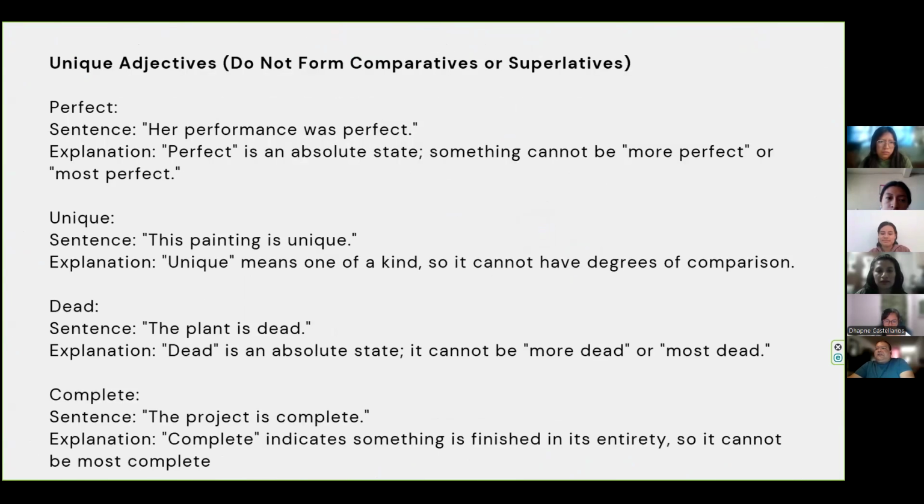Unique adjectives that don't form comparatives or superlatives, such as the word perfect. Her performance was perfect. Explanation: perfect is an absolute state. Something cannot be more perfect or most perfect. Unique. This painting is unique. Unique means one of a kind, so it cannot have a degree of comparison. Dead. The plant is dead. Dead is an absolute state. It cannot be more dead or most dead. And complete. This project is complete. Complete indicates something is finished entirely, so it cannot be most complete.